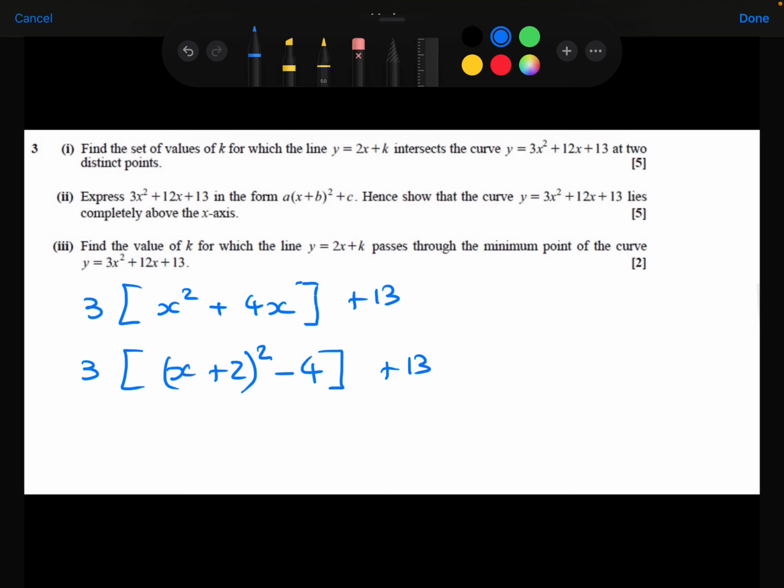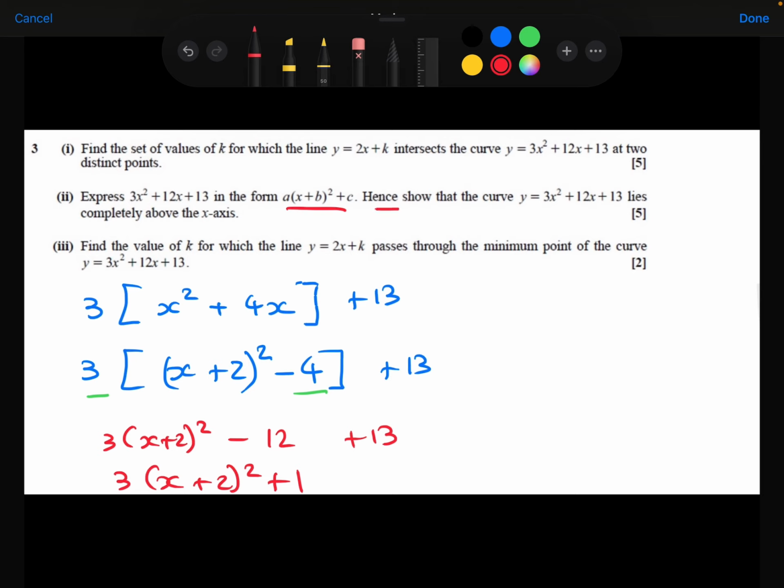And let's expand the brackets. So we've got 3 lots of this, we have then got 3 lots of the minus 4, which is minus 12. Don't forget the plus 13. And we'll simplify that. The minus 12 plus 13 is plus 1. Right, so we have written it in this form.